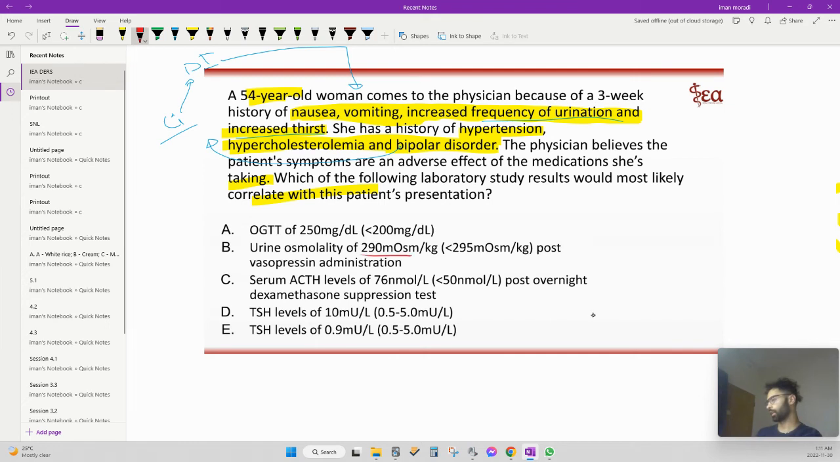Urine osmolarity of 290, and normal is less than 295, post vasopressin administration. So vasopressin, when you administer it, is basically an antidiuretic hormone. When you give vasopressin, it should cause antidiuresis, meaning it should suck all the water out, meaning you should have a super hyperosmolar urine, right? So when your urine is still not hyperosmolar after vasopressin, that means your kidney is not responding to the vasopressin, and that means you have nephrogenic diabetes insipidus. So I think B is the answer. There's nothing to do with ACTH. There's nothing to do with TSH either. So I'm going with B.